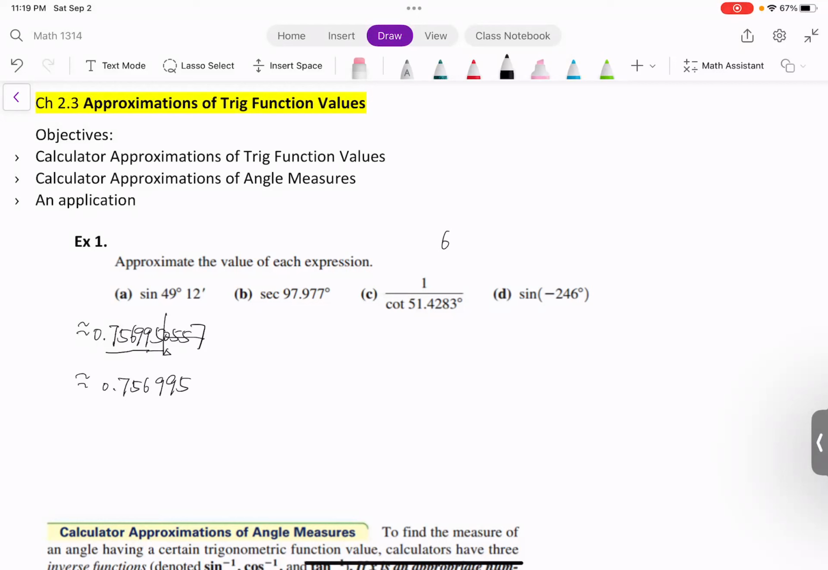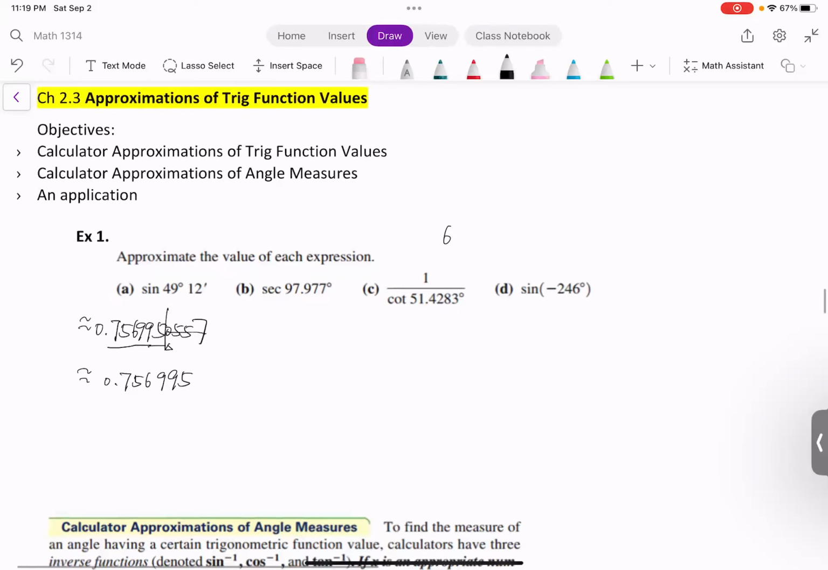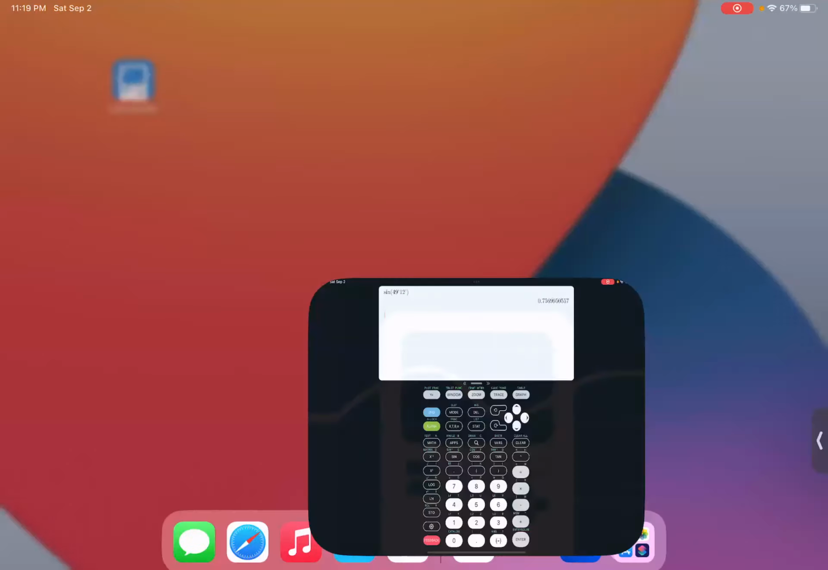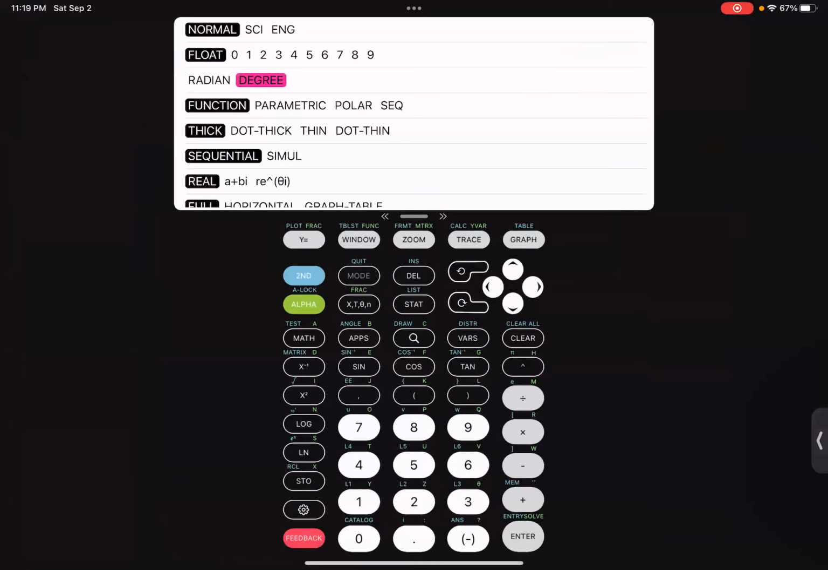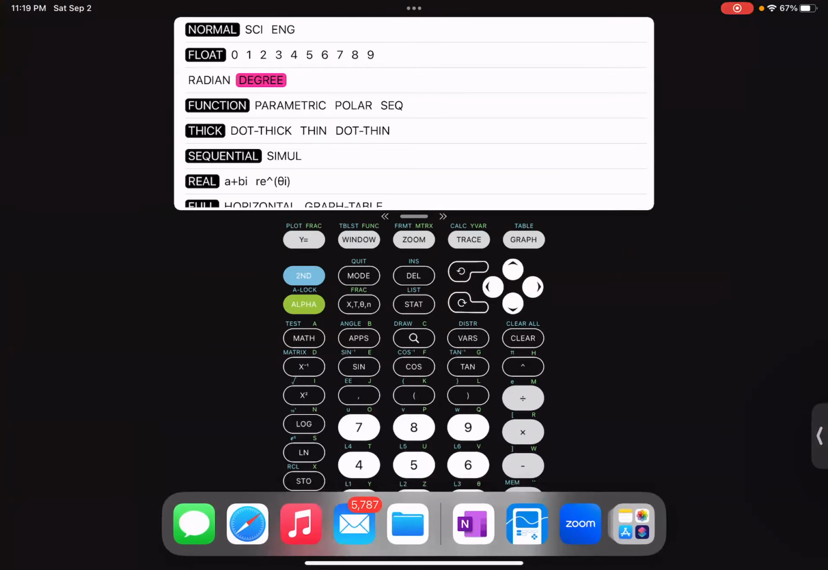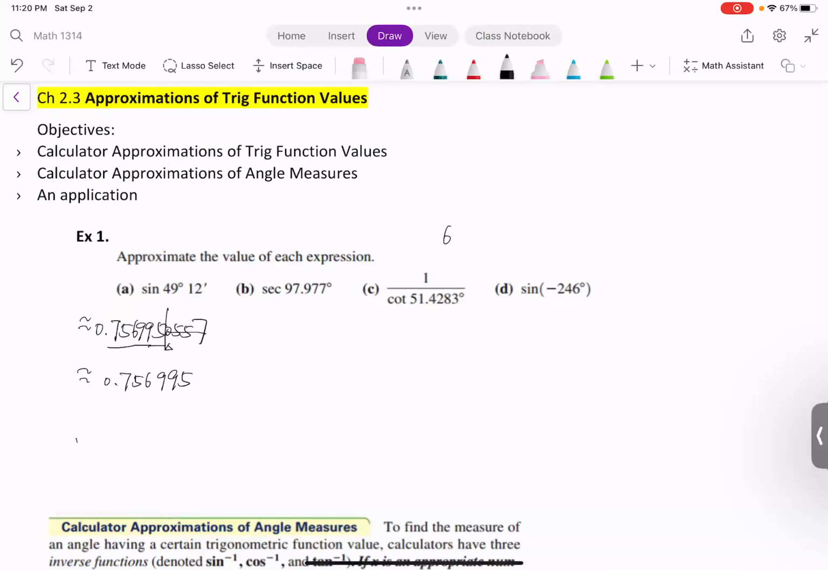How about if you have the TI-30XS calculator? First you need to check your mode. If your mode is degree mode, that's perfect. So you click mode and then highlight the DEG. DEG is short for degree.